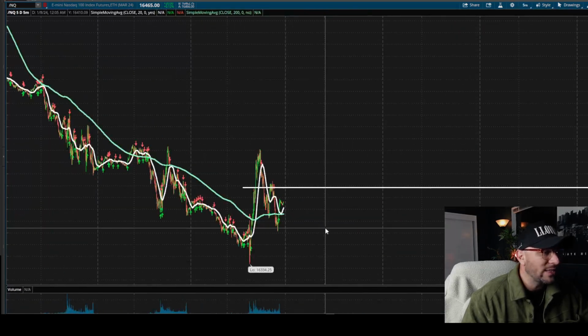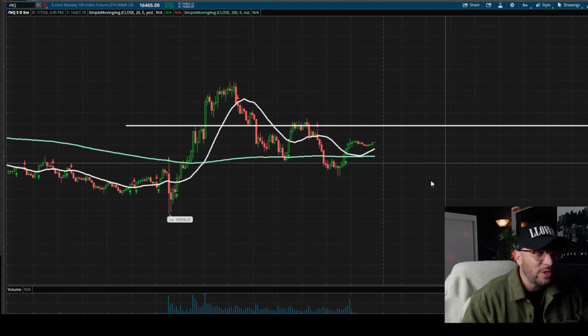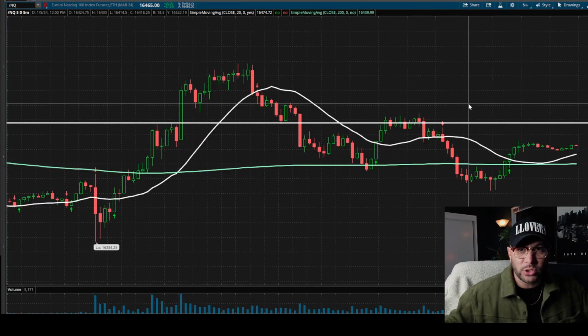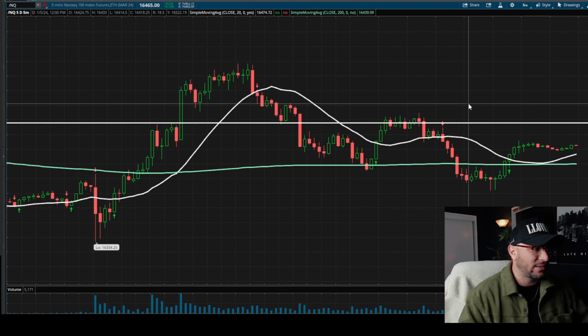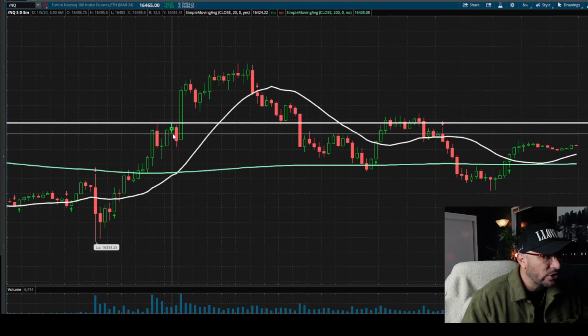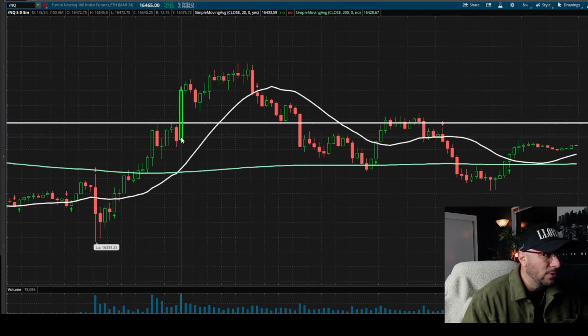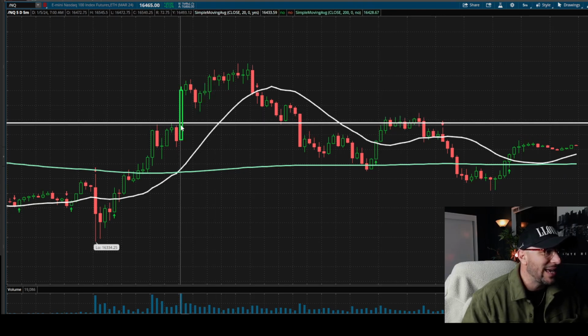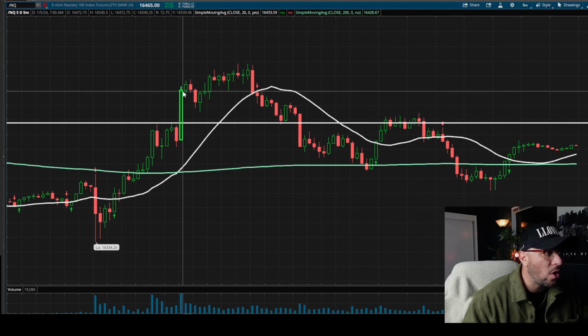So I always tell my traders, wait for the first 30 minutes to digest, right? If you don't like trading off the open, wait for the first 30 minutes to digest. So the first 30 minutes digest, boom, look at the confirmation candle over 16,496. Immediately shoots up from 16,496 all the way up to 16,540.